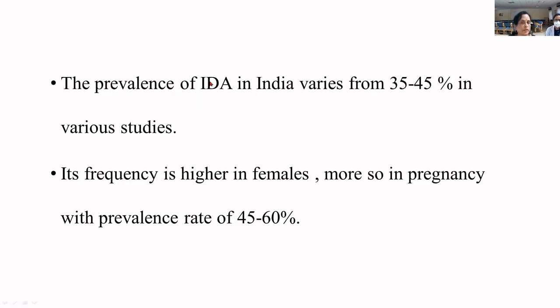That's it. So in India, WHO statistics, I think, goes even higher. So 35 to 45% of the area studies. It's frequently higher in females, more so in pregnancy, where the prevalence rate is 45 to 60%, obviously. So in pregnancy, there is an increased demand for iron. Even the fetus is in need of iron.